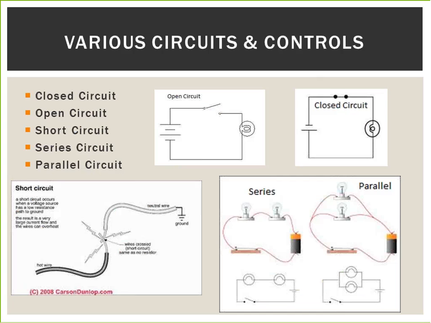A closed circuit has a complete path for current to flow. An open circuit has an incomplete or broken path so that current cannot flow. A short circuit is a low resistance path, usually caused unintentionally, that bypasses part of a circuit.